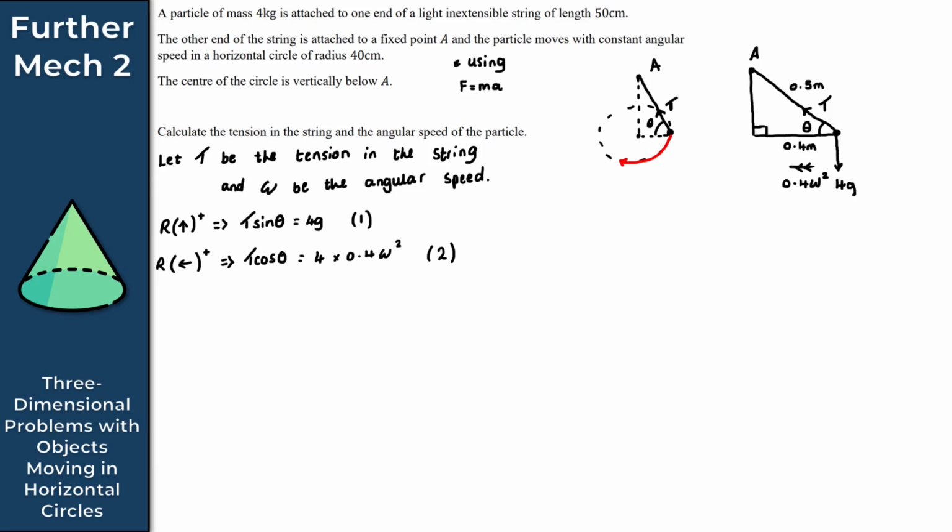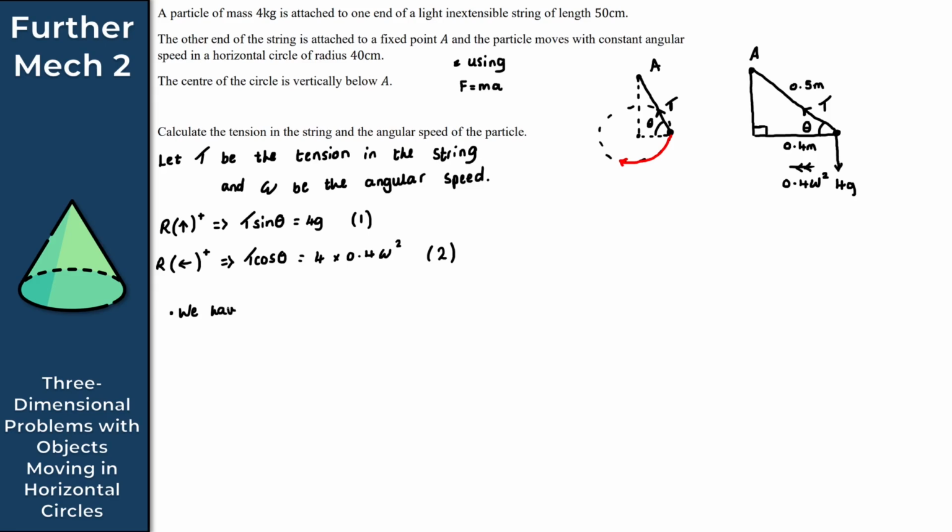Let's just keep going then. What you should hopefully recognize here is we have a 3, 4, 5 triangle, right? This here is 0.4 meters. This here is 0.5 meters. So what that means is this length here, the height, must be 0.3 meters, right? So we have a 3, 4, 5 triangle. Just make a quick note here.